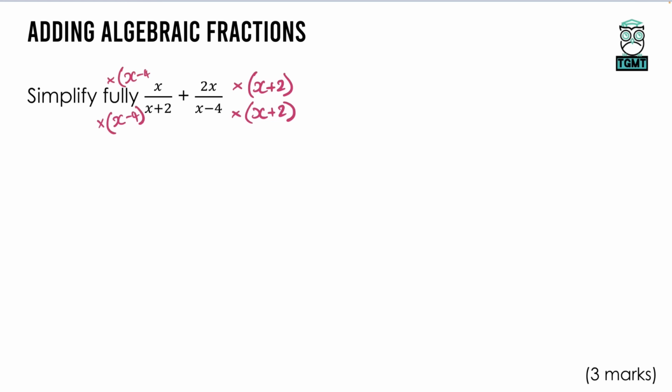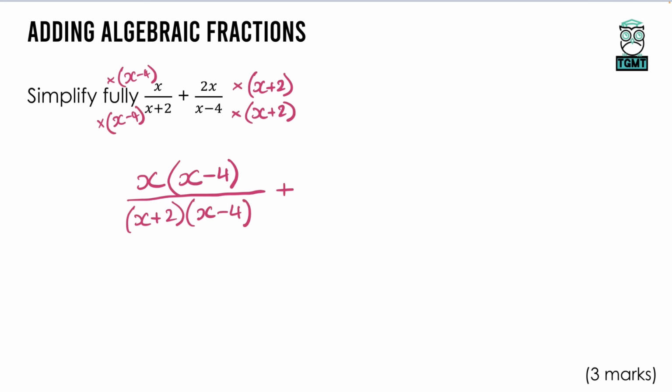So just writing that in, just to remind myself, I need to multiply everything by what I'm multiplying the denominator by. So the numerator on my left fraction is x brackets x minus 4. And that's going to be over, now a double bracket, so x plus 2 and x minus 4.